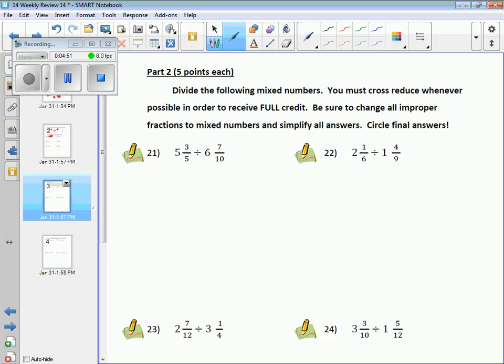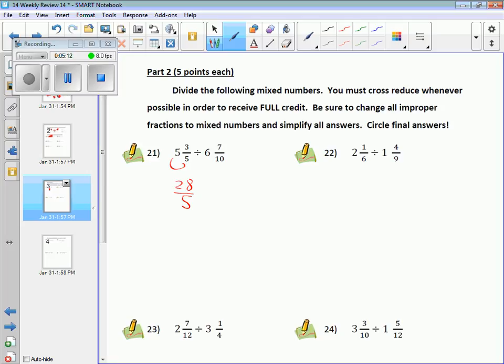If you can remember, keep, change, flip was kind of our saying that we did with division after we did all our modeling. Before we do that, we have to change any mixed numbers into improper fractions. So I'm going to do that with 5 3/5. 5 times 5 is 25 plus 3 gets us 28/5.